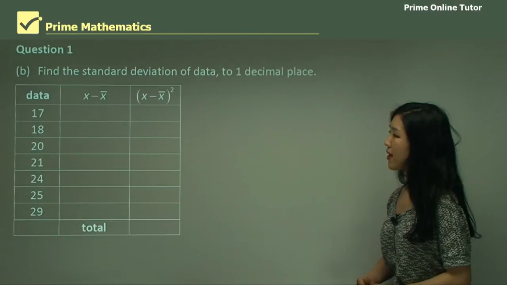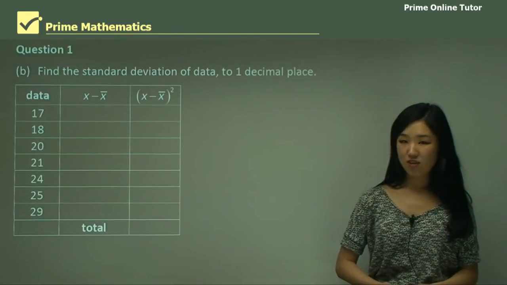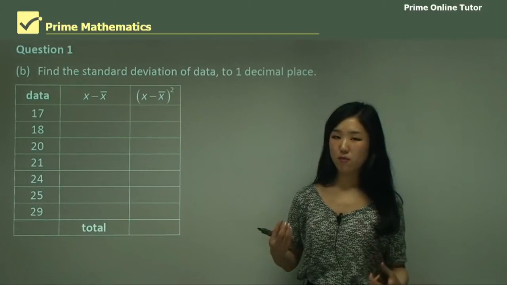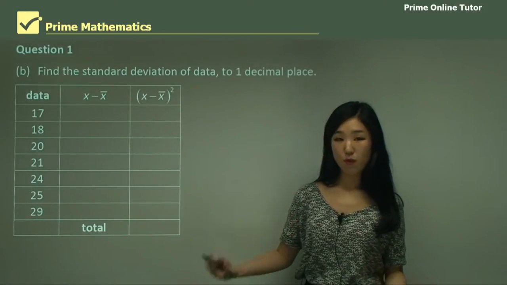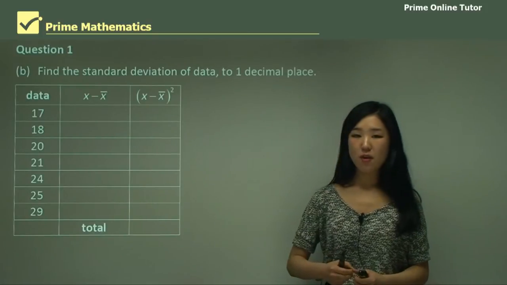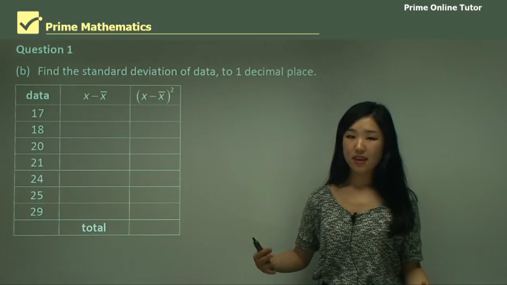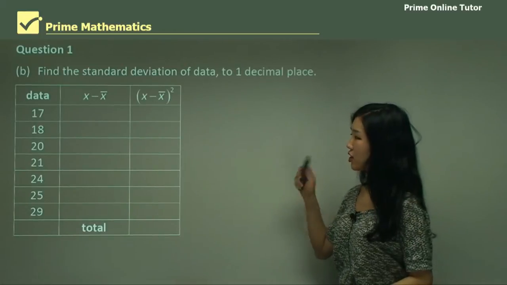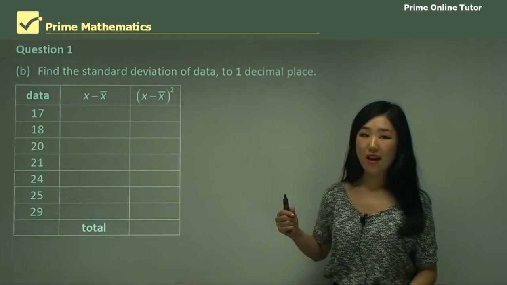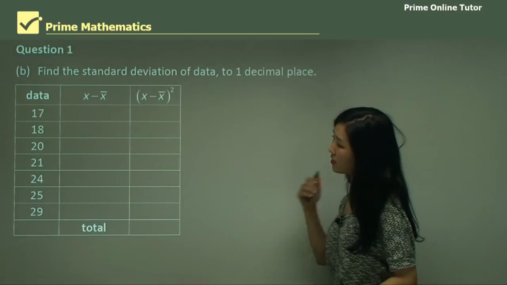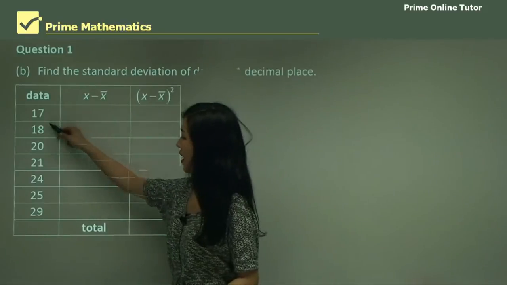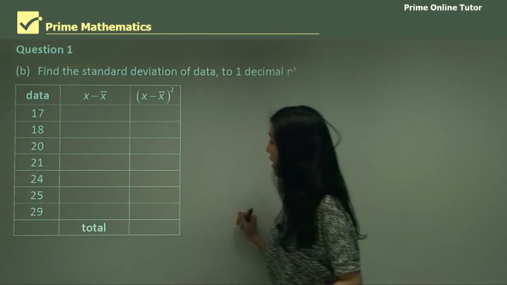Now in part B, we're going to find the standard deviation of the data to 1 decimal place. Standard deviation is the most approximate indication of the spread of the data, and we use that to determine the consistency of given scores. I'll show you how to find the standard deviation manually by hand. It's a good idea to start with a table like this. This is the data that we had, so let's put it all there.